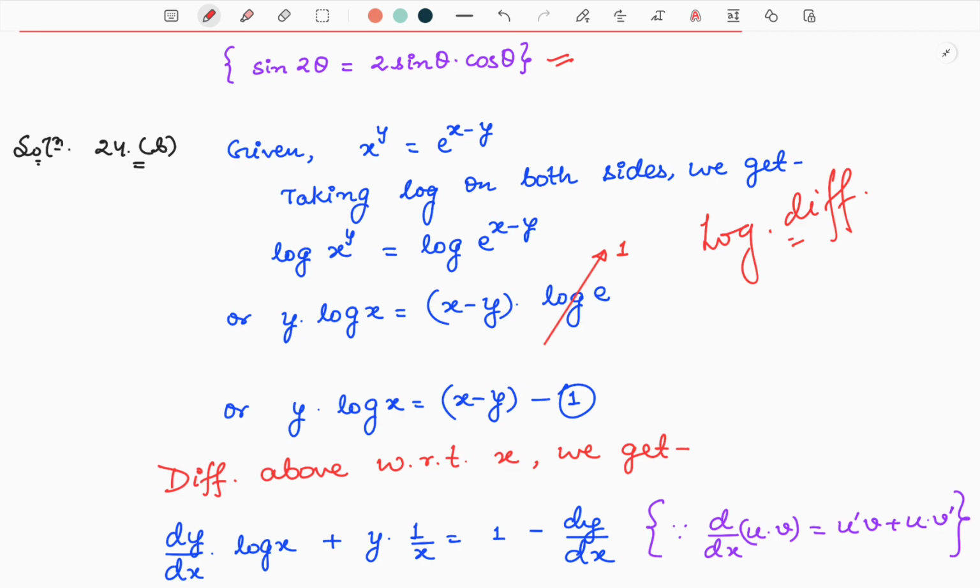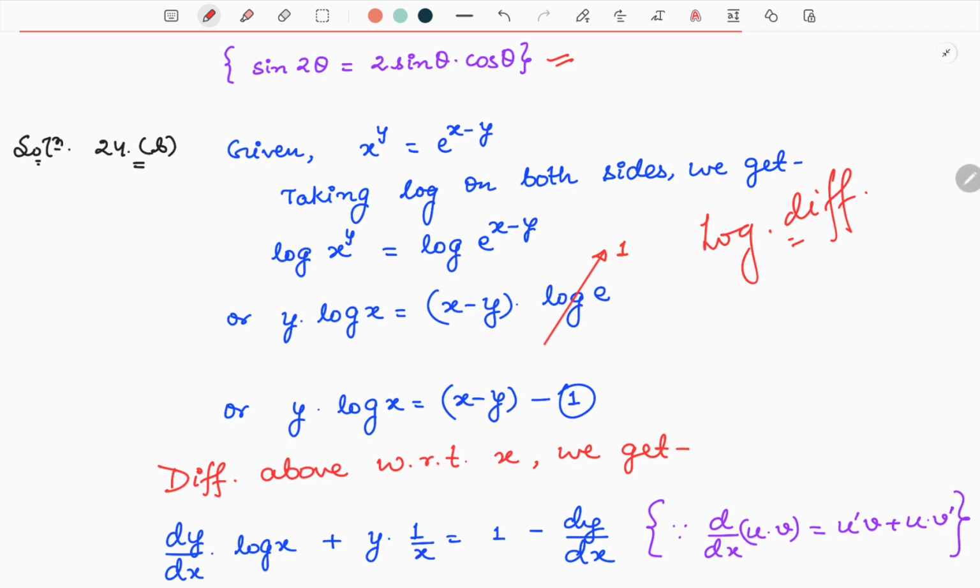So x to the power y is equal to e to the power x minus y. Take log on both sides. The exponent will come in front of log; that is a property of log. So y log x will become x minus y into log e. Log of e at the base e will become 1. So you will get the expression y log x is equal to x minus y.